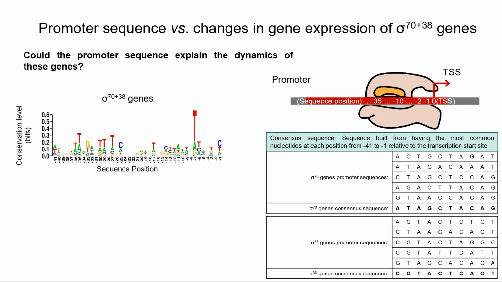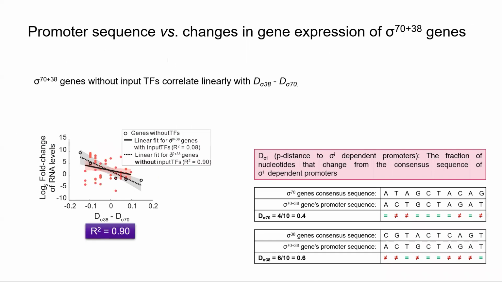To try to explain these gene expression changes, we then investigated sigma 70 plus 38 characteristics and interactions. We found that the promoter sequence of these genes is more conserved when compared to other cohorts of genes. So we ask ourselves, could the sequence be a regulatory mechanism of sigma 70 plus 38 genes? We then compare the promoter sequence with the gene dynamics.